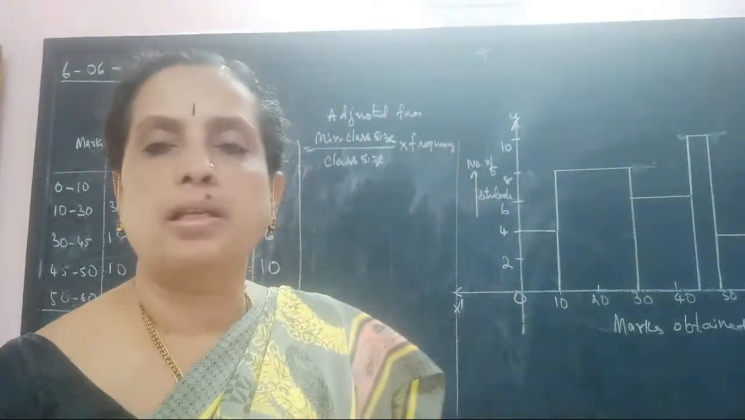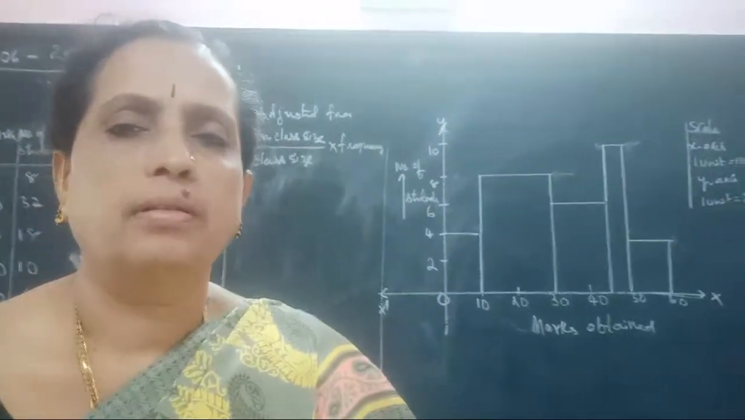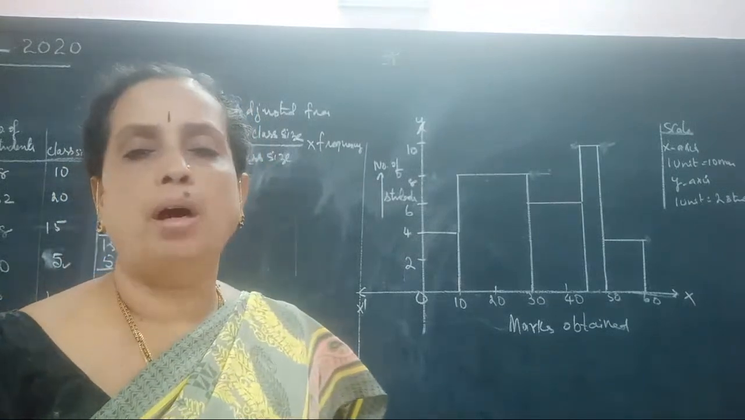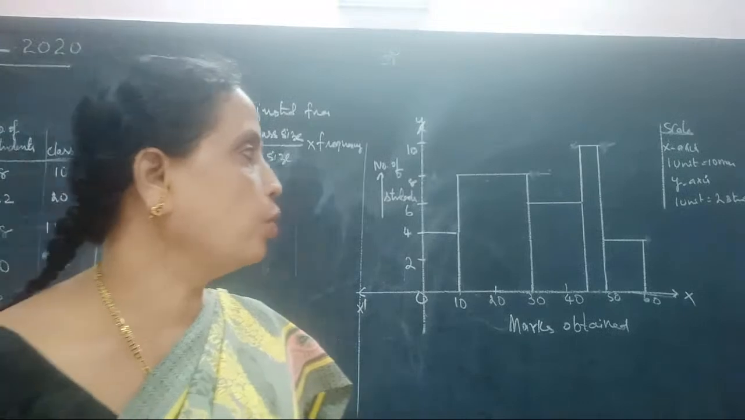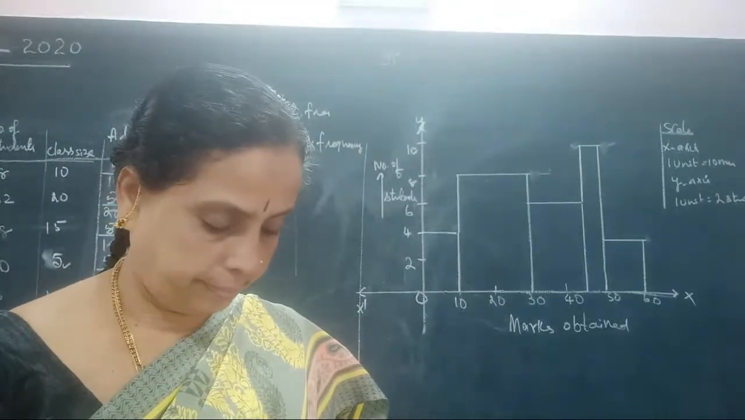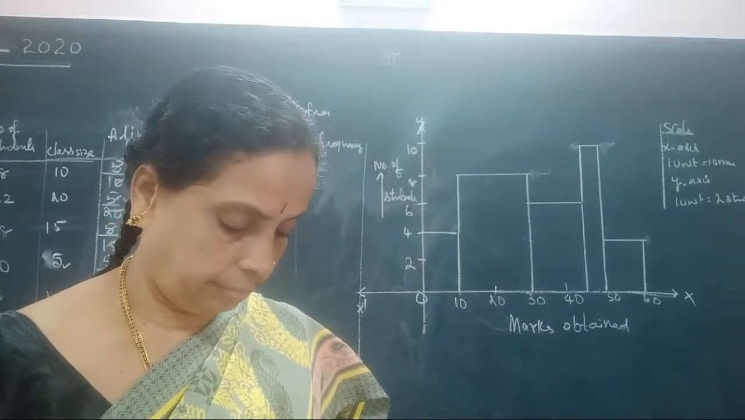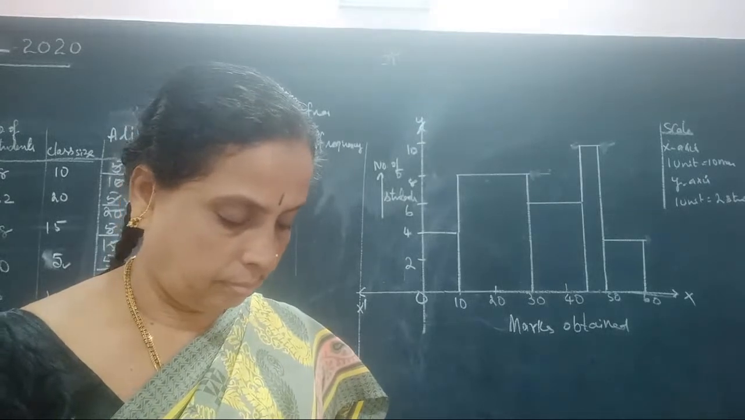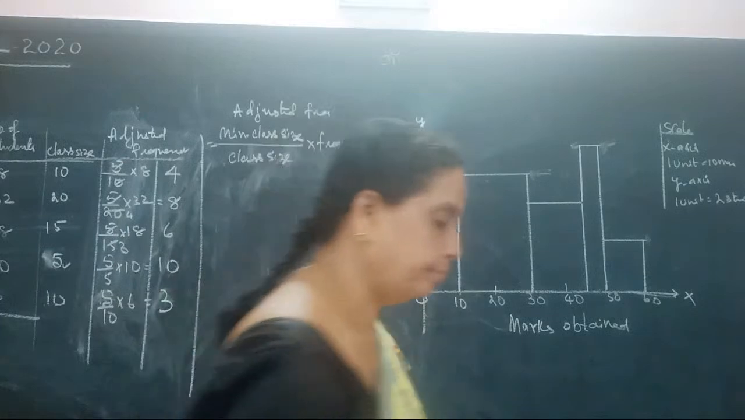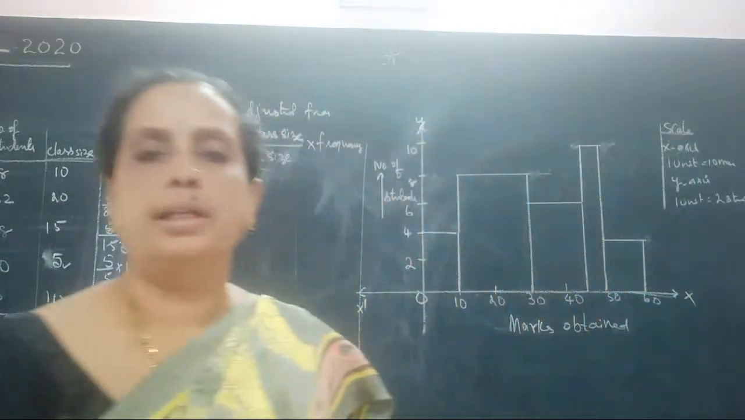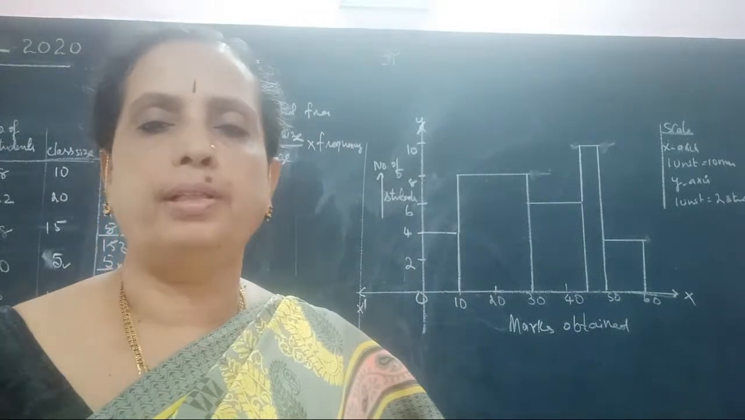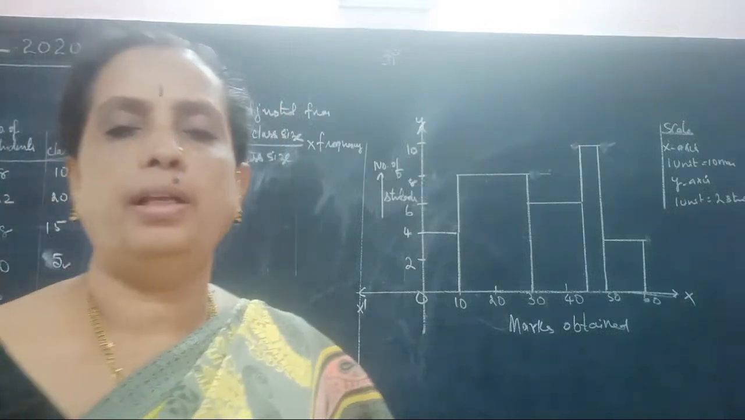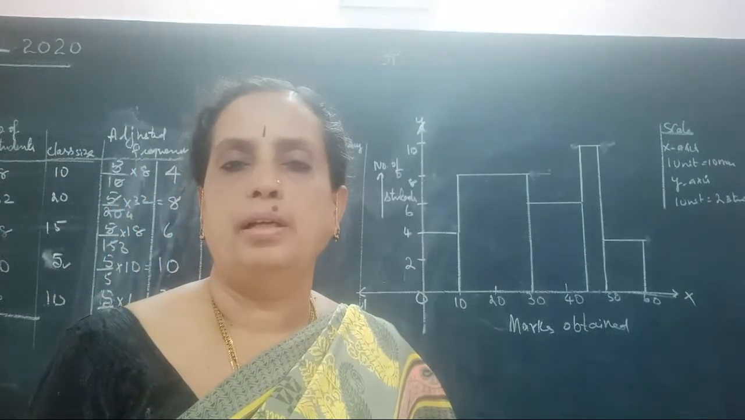Scale: x-axis 1 unit 10 marks, y-axis 1 unit 2 students. Is it clear? Variation with the width. You have to adjust your mobile. It is as usual.